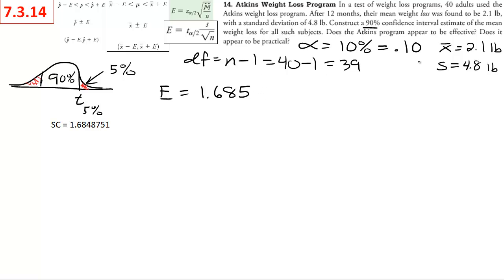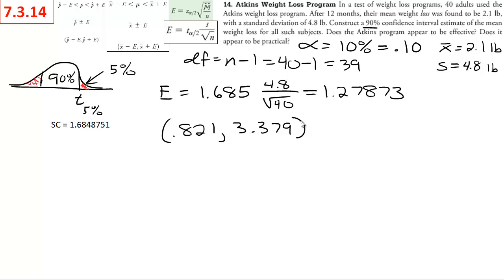We're going to be multiplying that by S, 4.8, over the square root of n, which was 40. Slap that all into your calculator and get 1.27873. That's our E. So now all we have to do is finish it off by doing, p hat, except we're not doing p hats, right? X bar plus and minus E. So we've got our X bar of 2.1, so we're going to do 2.1 plus and minus this 1.27, if you want to round to 1.3 or 1.27, whatever you want to do. But again, very simple computations. Do it in your calculator, do it by hand, and you will get this confidence interval.